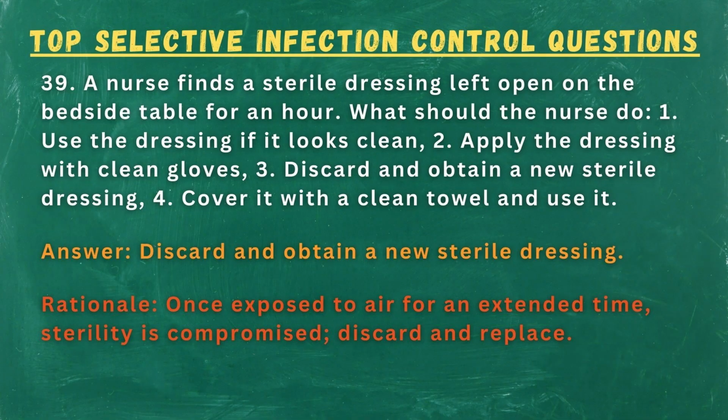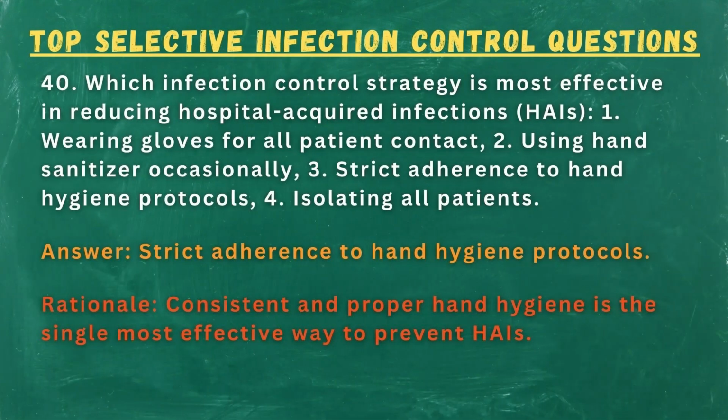39. A nurse finds a sterile dressing left open on the bedside table for an hour. What should the nurse do? 1. Use the dressing if it looks clean. 2. Apply the dressing with clean gloves. 3. Discard and obtain a new sterile dressing. 4. Cover it with a clean towel and use it. Answer: discard and obtain a new sterile dressing. Rationale: once exposed to air for an extended time, sterility is compromised. Discard and replace.